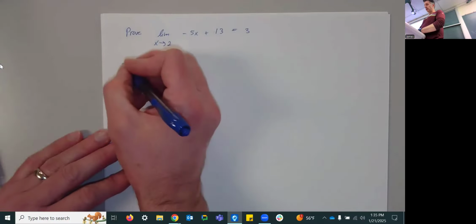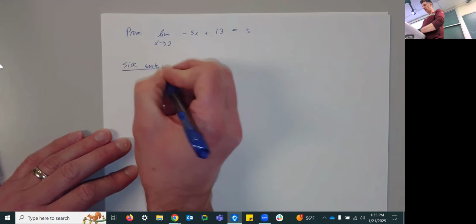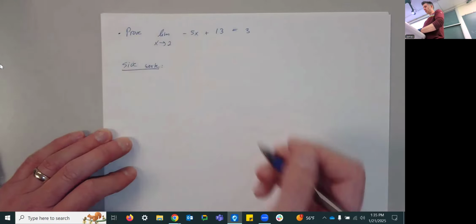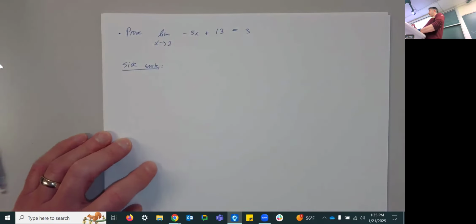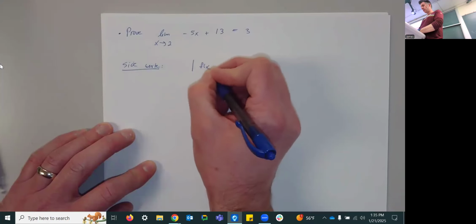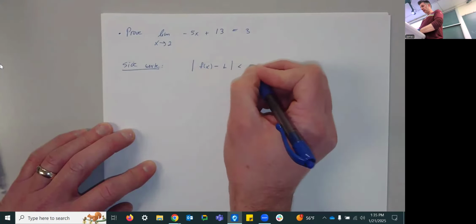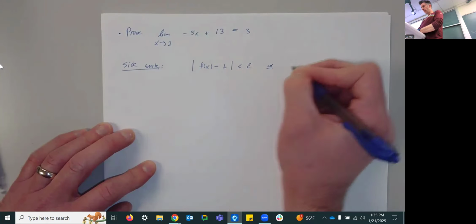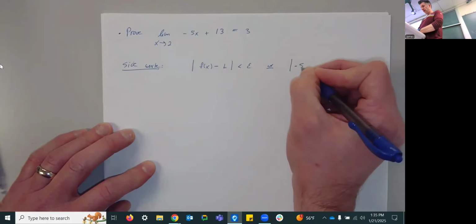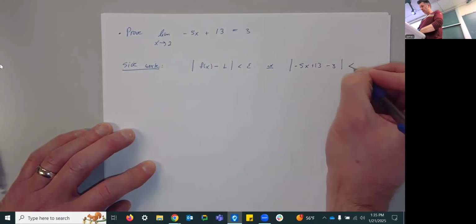So here is my side work. The work I'm not really submitting, I'm just kind of doing. So I know here's what I want. I want the absolute value of f of x minus my limit to be less than epsilon. Or in other words, the absolute value of negative 5x plus 13 minus 3 to be less than my epsilon.